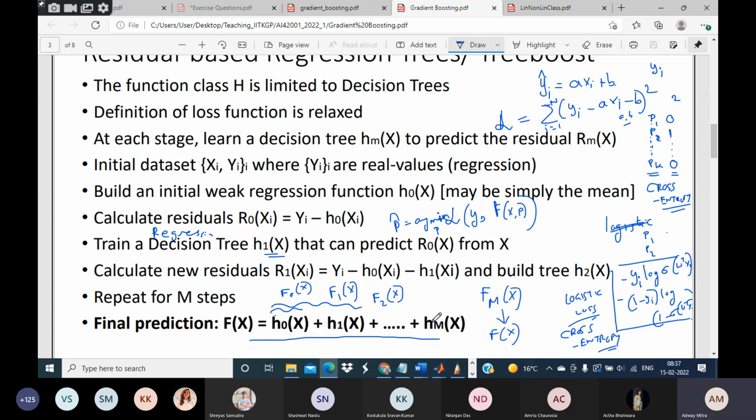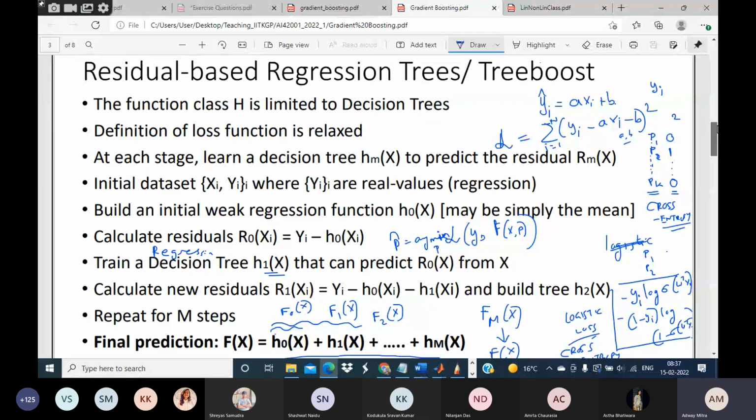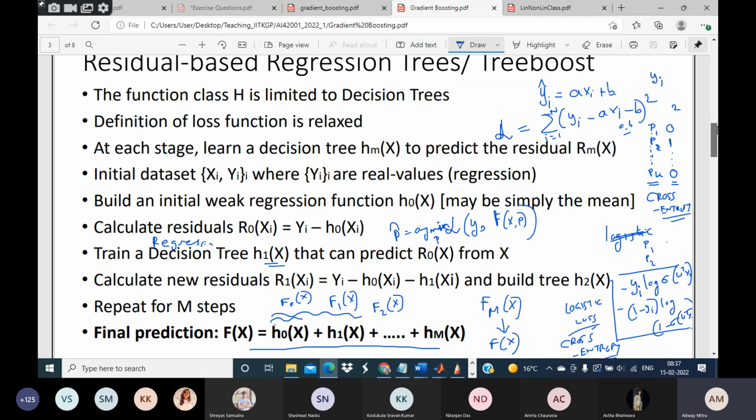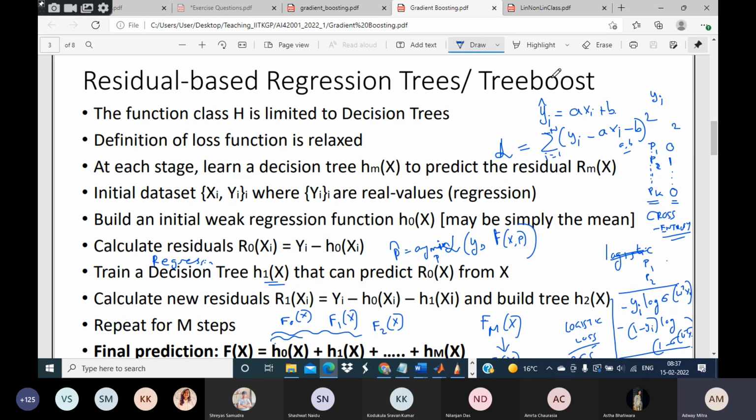So this is the regression tree, or as you can call it, the residual based regression tree. It is also given the nickname of tree boost. Tree boost means a combination of regression tree and AdaBoost. The boost part is something like a misnomer in this case. That is, we have not really done something like AdaBoost. We have not really increased the weightage to the data points as such. But in a way, we have done that.